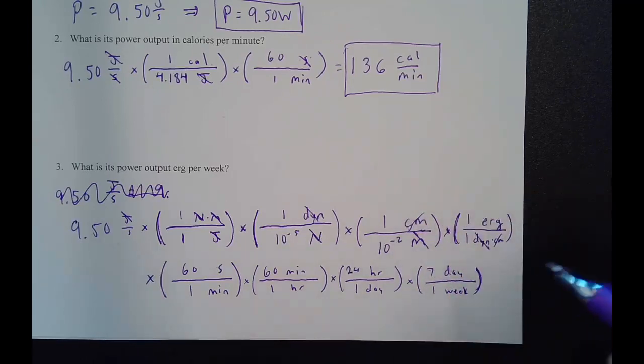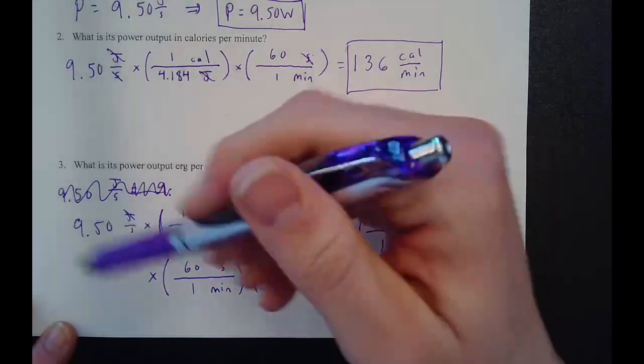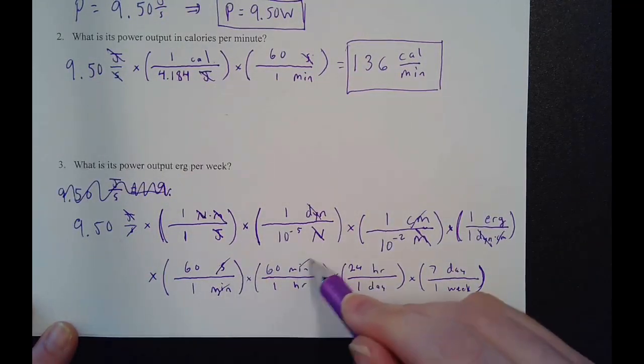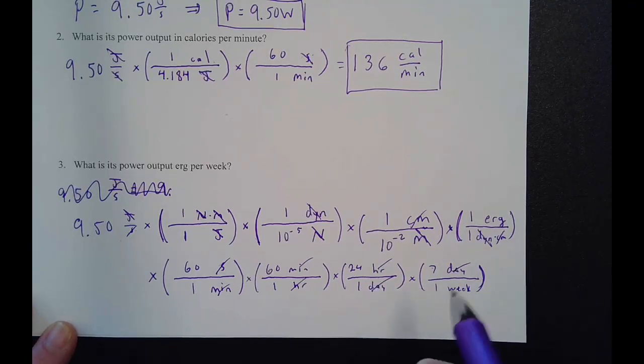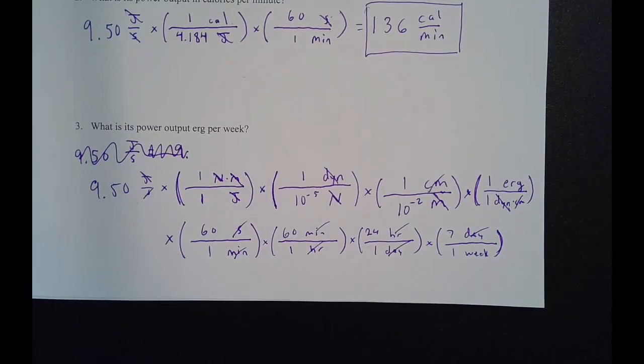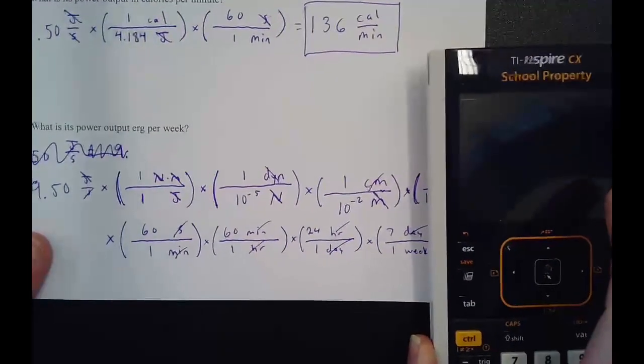Make sure everything canceled correctly. Seconds in the denominator cancel with seconds in the numerator there. Minute, minute, hour, hour, day, day, and I'm left with weeks in the denominator. So it's a long chain, but it is just a chain of forms of one. I put this whole chain into my calculator.